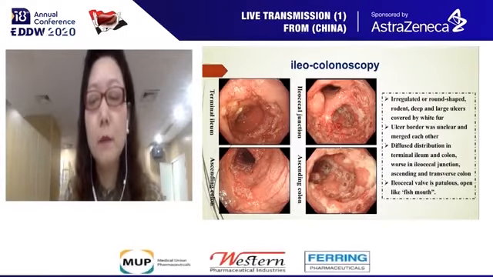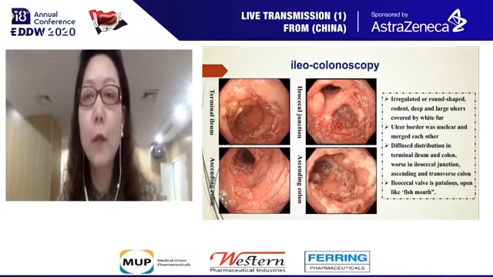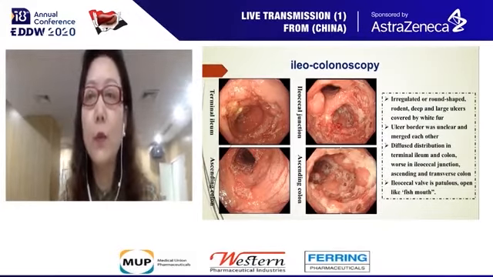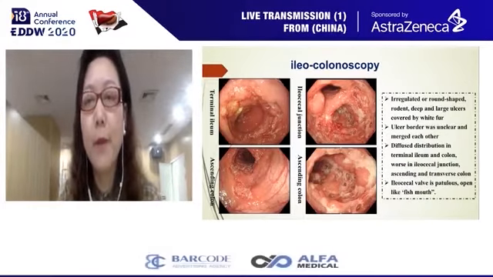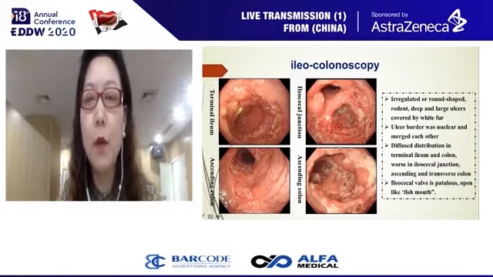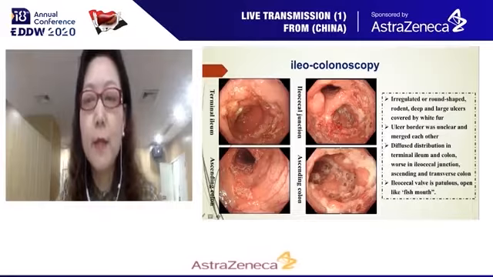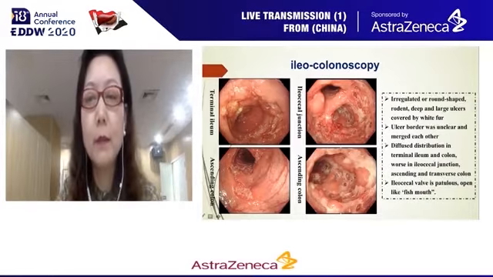And then we performed the full colonoscopy procedure, and we found irregular or round-shaped rodent bite-like, deep and large ulcers covered by white fur. Ulcer border was unclear and merged with each other. Diffuse distribution in terminal ileum and colon was in ileocecal junction, ascending and transverse colon. Ileocecal valve is patulous, open like a fish mouth.